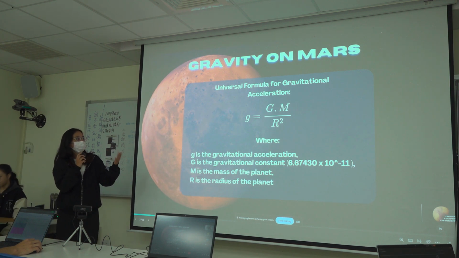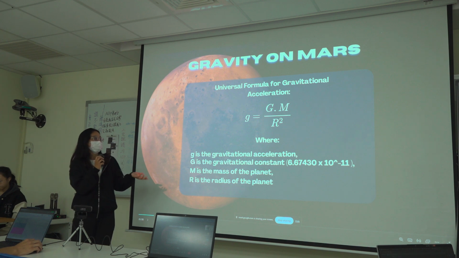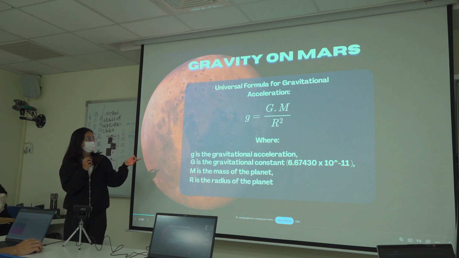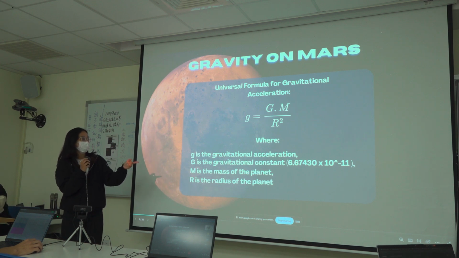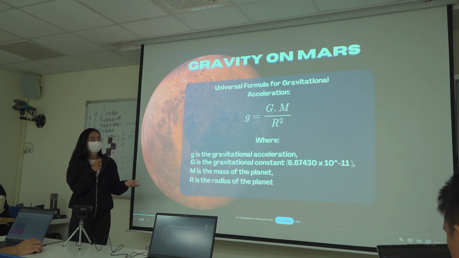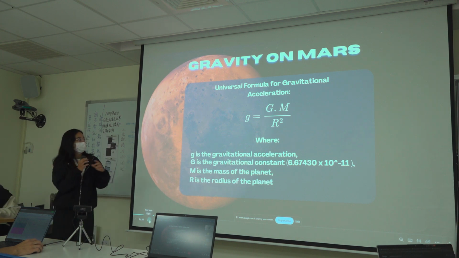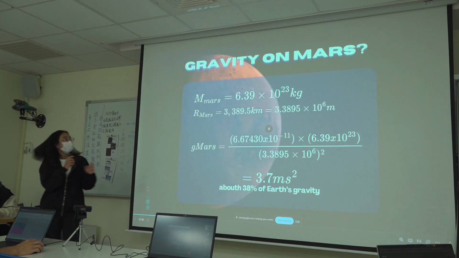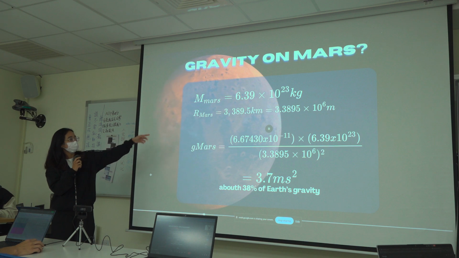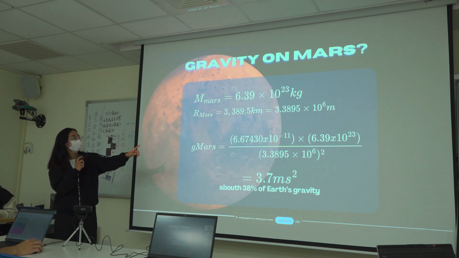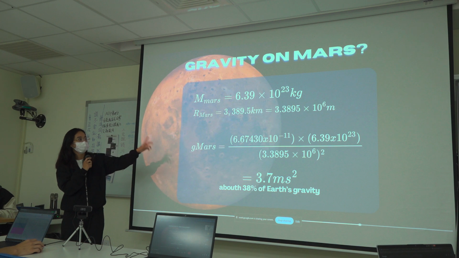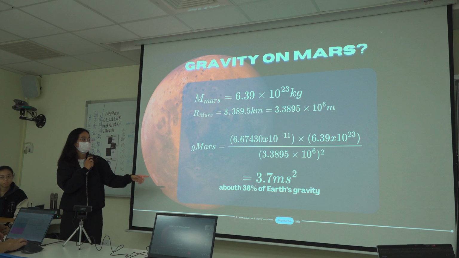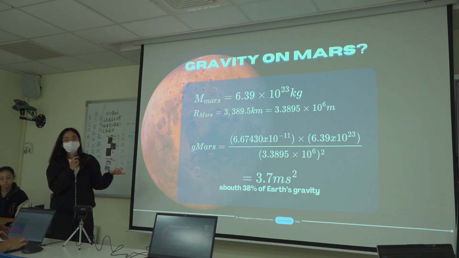But first and foremost, how do we find the gravitational acceleration? We use this formula where G is the gravitational constant, M is the mass of the planet, and R is the radius of the planet. Here is the mass of Mars, and here is the radius of Mars. We plug in those values into the formula and we get 3.7 meters per second squared, which is about 38% of Earth's gravity.